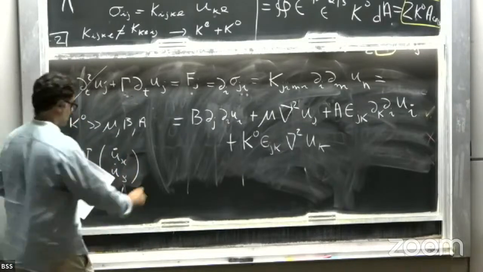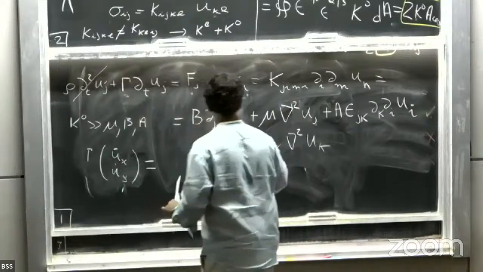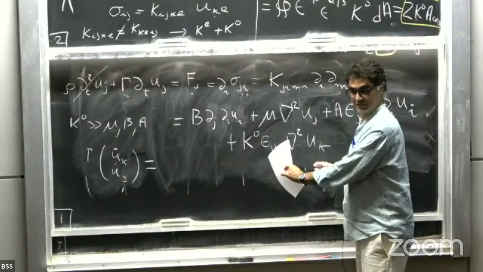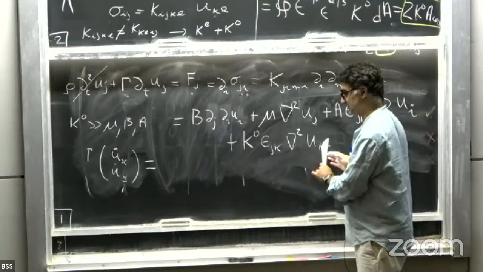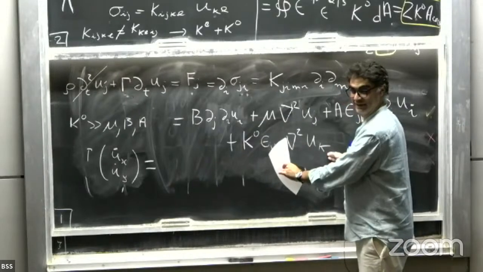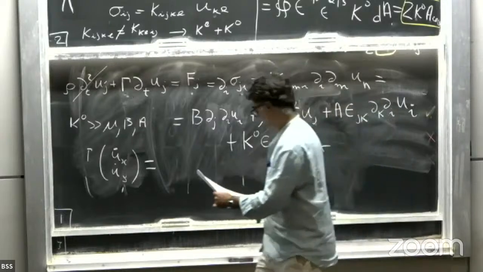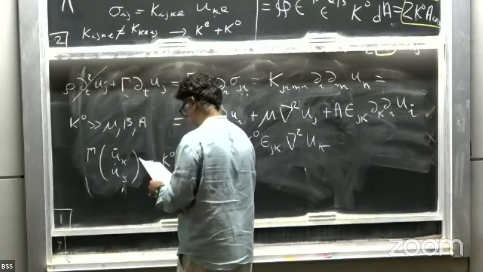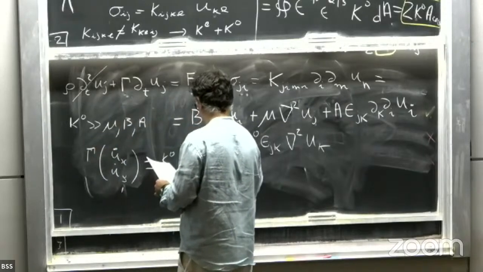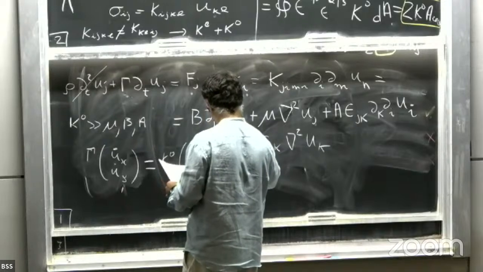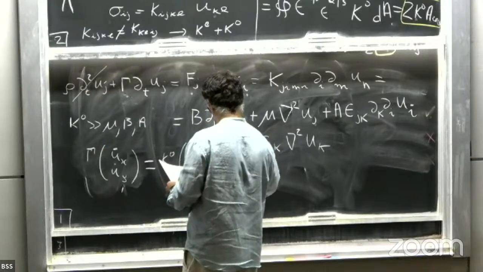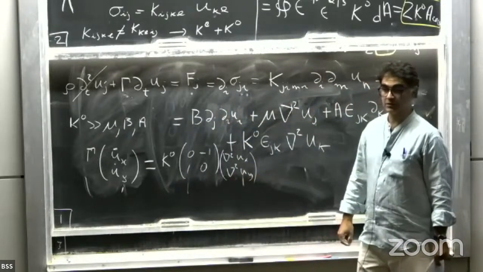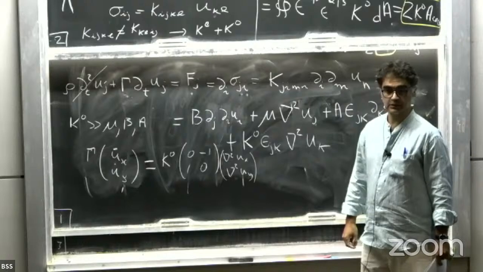agreed, equal. Now, if all of this, and this, I can drop it, I'm only left with this. Agreed? This is Laplacian of this guy multiplied by the antisymmetric matrix. So this thing looks like K naught, 0 minus 1, 1, 0, Laplacian of ux, Laplacian of uy. Can you see that?